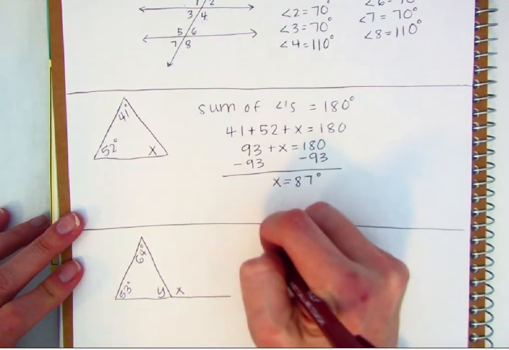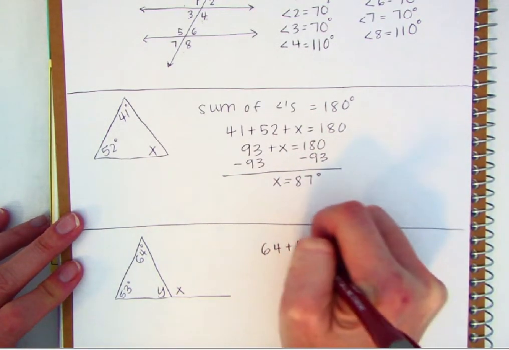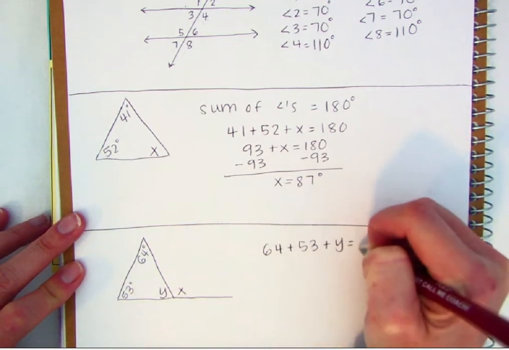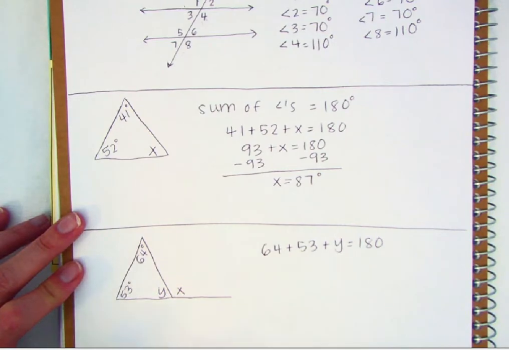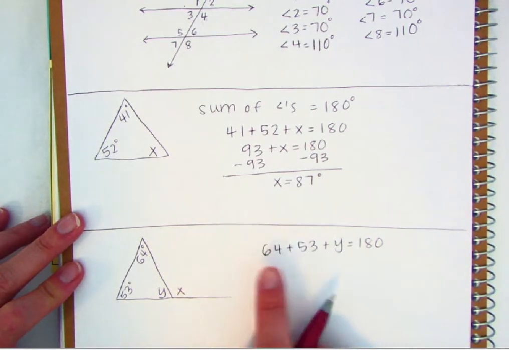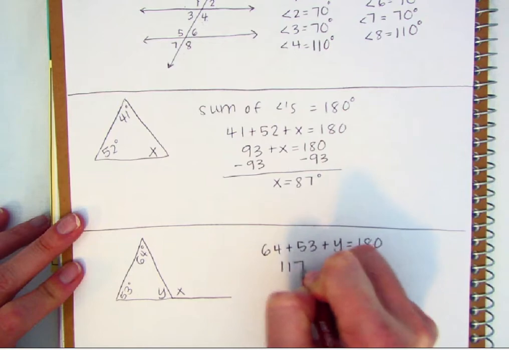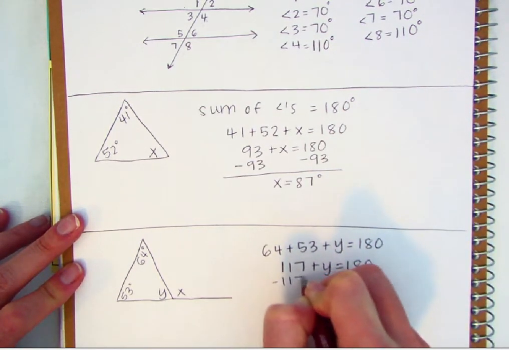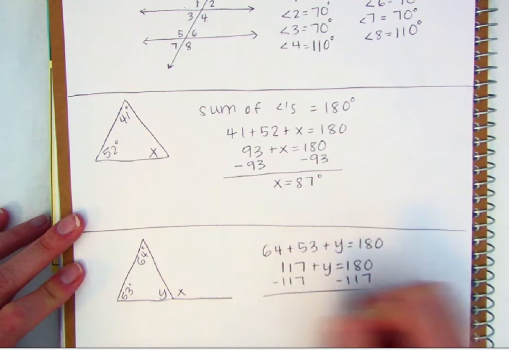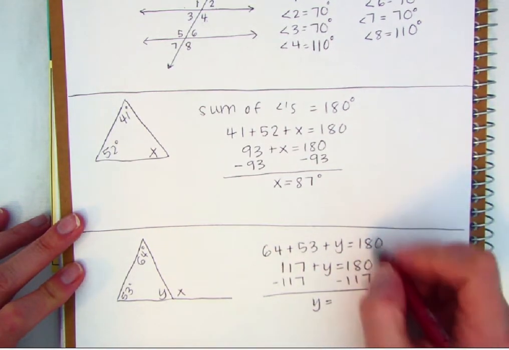So we would do 64 plus 53 plus y is equal to 180, because we know that's what the inside of the triangle is equal to. Then we add these together, so we get 117 plus y is equal to 180. Now we're going to subtract 117 from both sides, and so we get y is equal to 63.